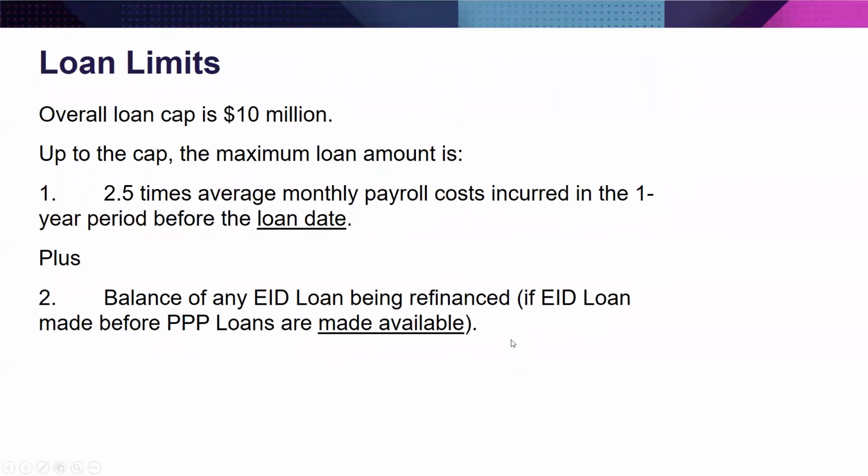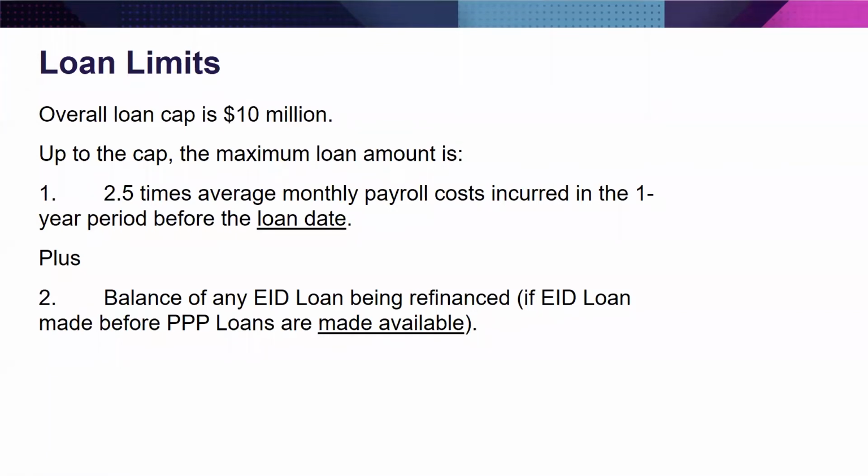So how much money can you get? The overall loan cap is $10 million. Up to that cap, it's 2.5 times your average monthly payroll incurred in the 1 year period before the date of the loan. In addition, if you've received an EIDL loan, the funds have been funded before the PPP loans are available. That is, you can go into the bank and get one.